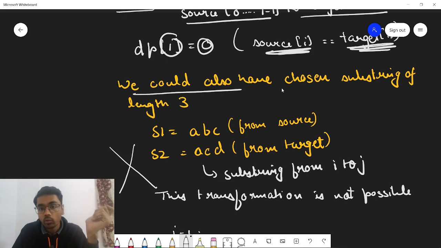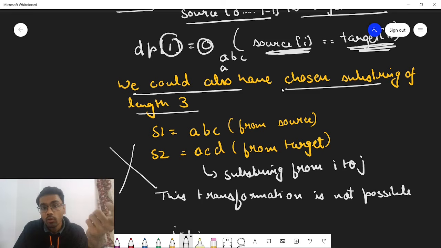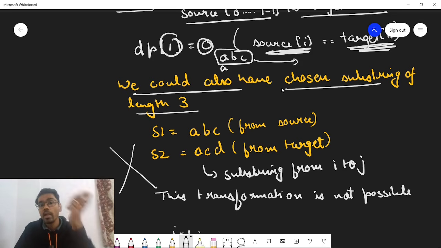Now we could have also chosen some other substring of length 3. It is not necessary that because A and A are matching, we move forward. No, we can choose a substring ABC also, or whatever has been provided, to see whether choosing this substring will get us a better answer in future or not. So we will check this also.